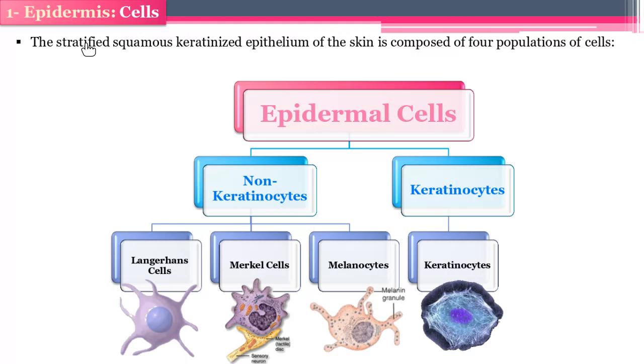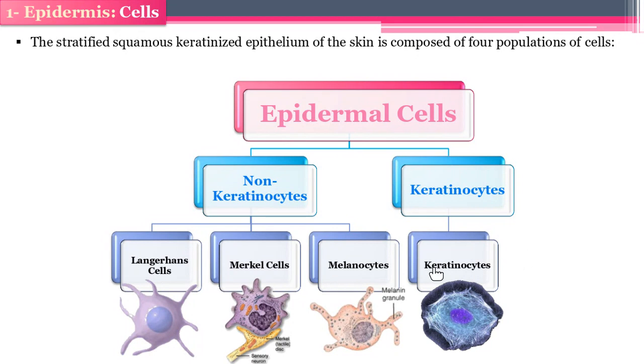Now let us talk about the different types of cells present in the epidermis. The stratified squamous keratinized epithelium of skin is composed of 4 populations of cells. They are basically divided into 2 categories, that is non-keratinocytes and keratinocytes. The non-keratinocytes include Langerhans cell, Merkel cell, and melanocytes. The keratinocytes are the cells present in the basal cell layer, and as they mature they move to the top and then shed off. This is the process of keratinization. You must have read it in oral biology also. They start from the basal cell layer and they move to the top.